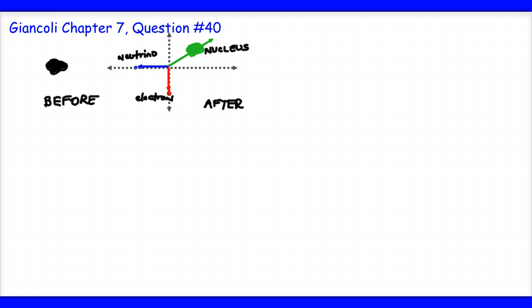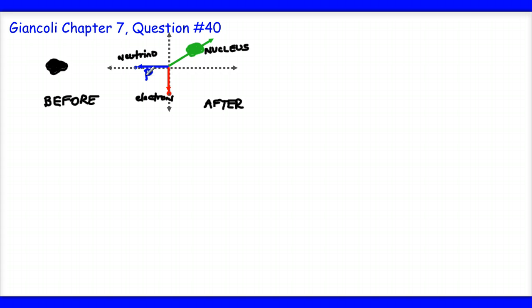So I've made a sketch here. I think that's really important. We have the original nucleus at rest, and it splits into three particles: the decay nucleus, which is the large green one, the neutrino, the blue one, and the electron, the red one. Just looking at the sketch right off the bat, we should be able to identify that.